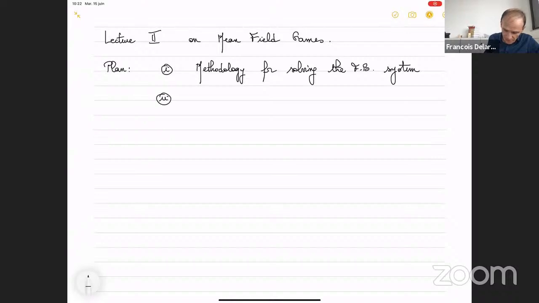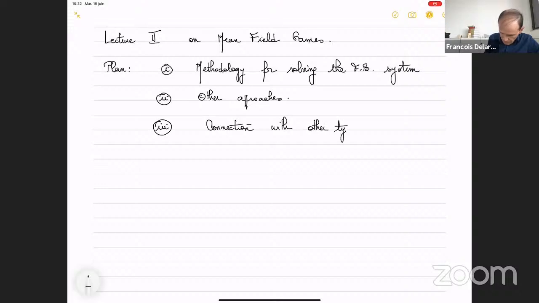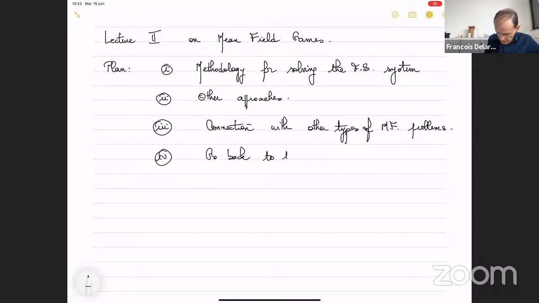Then I would like to speak about maybe other approaches, but in fact, all of them are related. And three, connection with other types of mean field, so MF, problems. And if I have time, but I'm not sure about this because usually I'm rather slow, go back to the finite game, not in a completely exhaustive manner, but at least one way to make the connection and just to show you that what we are doing makes sense.